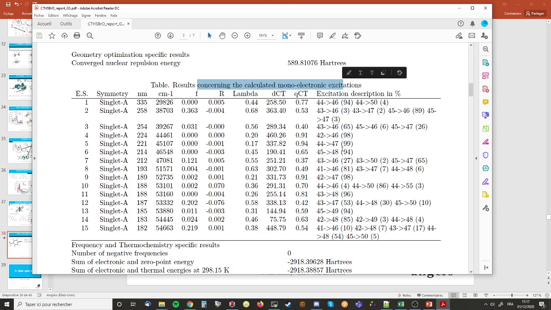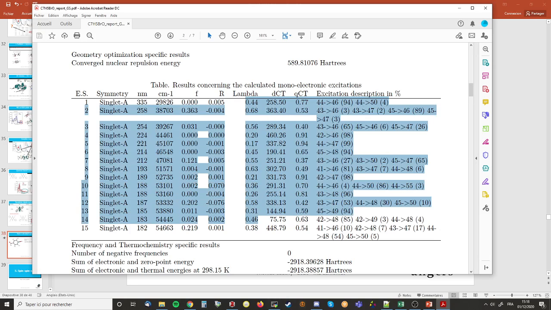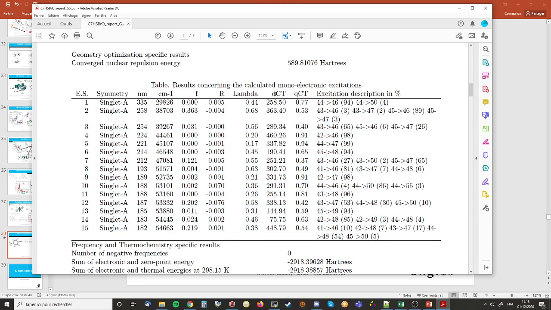And we have the calculated monoelectronic excitations. It's the same as the table that you can see, for example, in GaussView. We have the symmetry, the wavelength, wave number, oscillator strength. R, this column is for the circular dichroism. Here it's not a chiral compound. We have a slight helicoidal shift because it's not fully planar, but the values are really small. You have the lambda parameters, the distance of charge transfer, and the quantity of charge transfer.